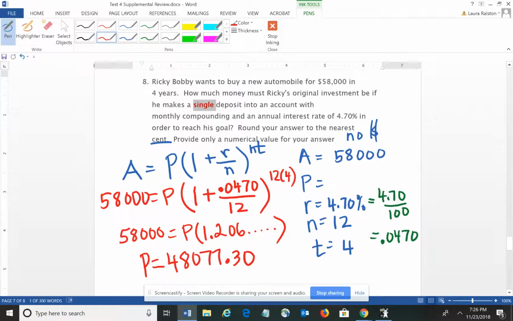$48,077.30. Again, when you enter it into your calculator, do not put the $ sign and round it to the nearest cent or the nearest penny. So you want 2 decimal places. All right, one more.